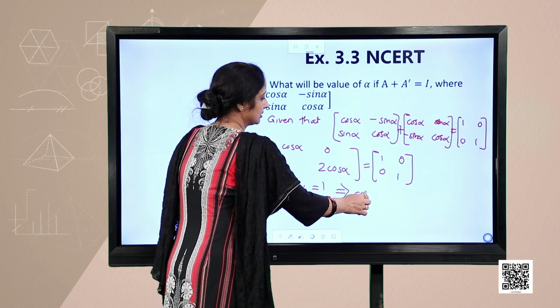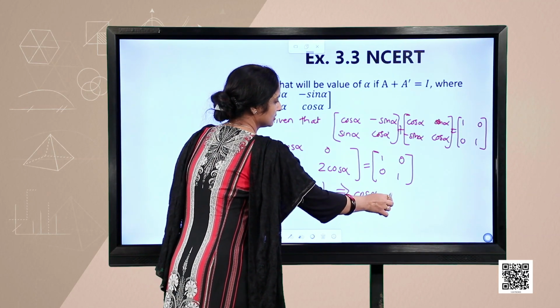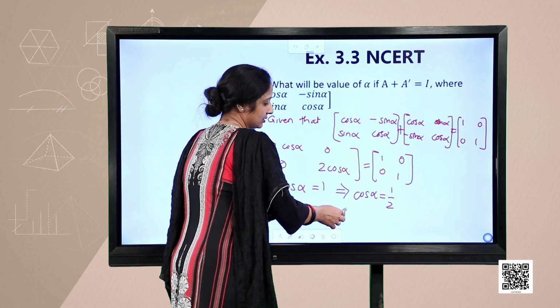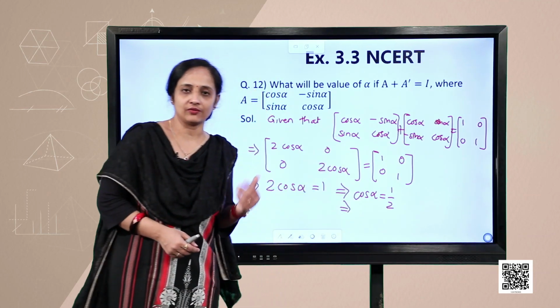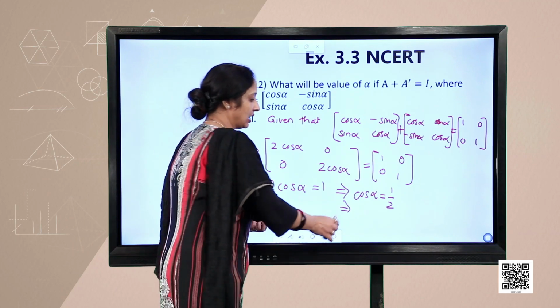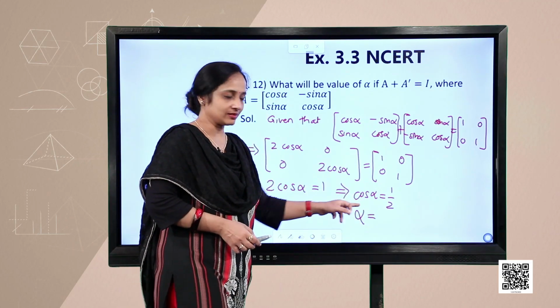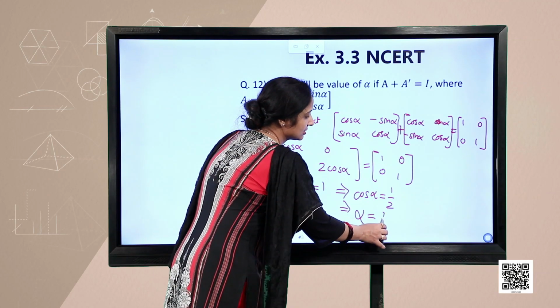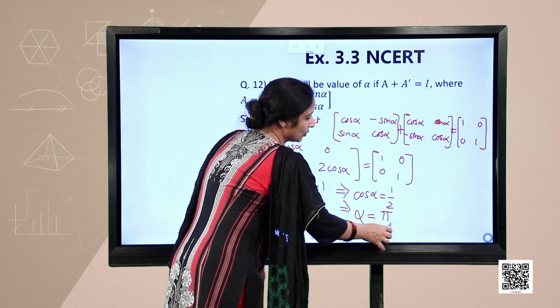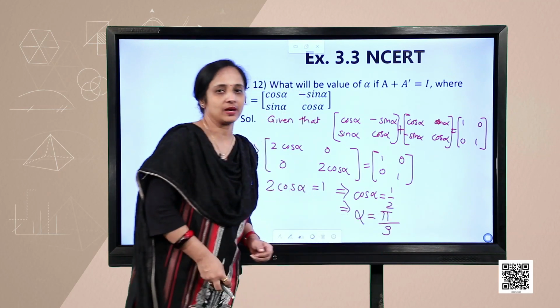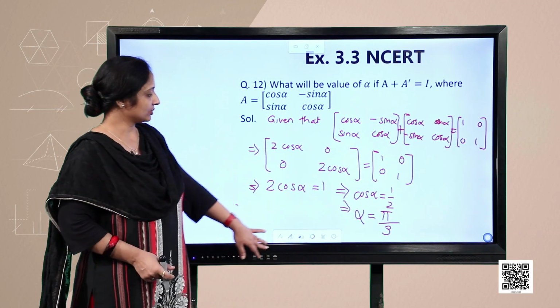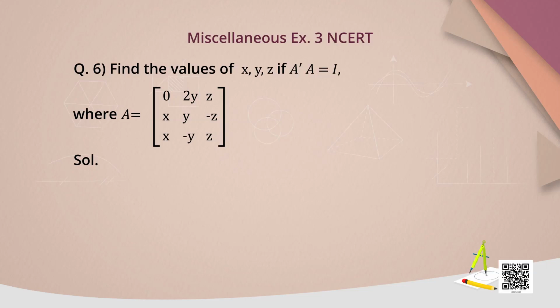That means cos alpha is half. So can you think of the value of alpha now? If cos alpha is giving me half, what will be the value of alpha? Cos alpha is half, that means alpha is 60 degree, or you can say it's pi by 3. So let's move on to the next question.